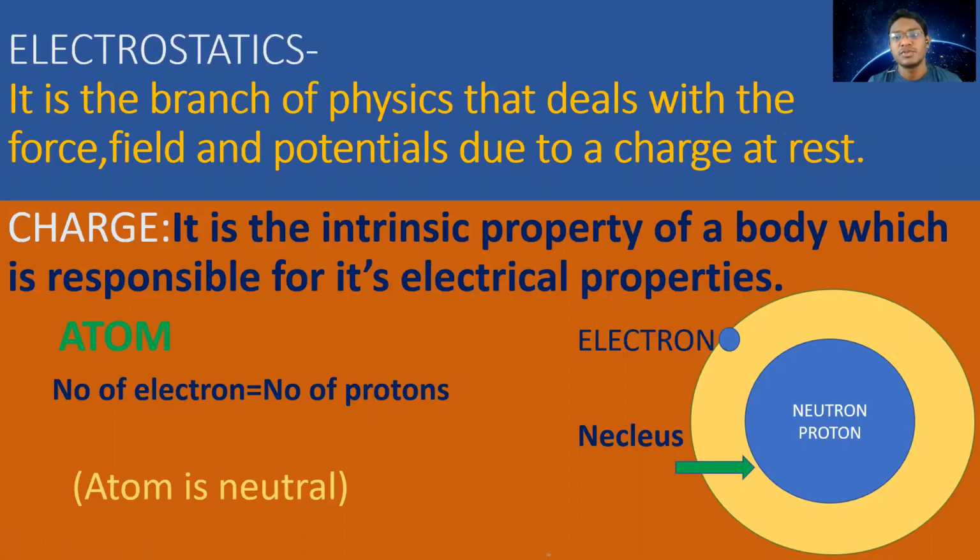Now the question comes, what is a charge? Generally, charge comes from an atom. In an atom there are three particles. Electrons are outside the nucleus, and neutrons and protons are inside the nucleus. An atom is generally a neutral entity. Neutral means it is chargeless, it is not ionized. In an atom, there are equal numbers of electrons and protons.